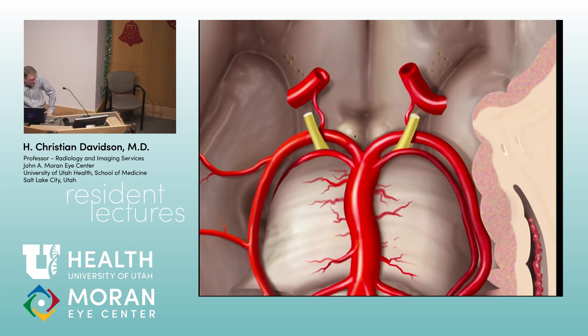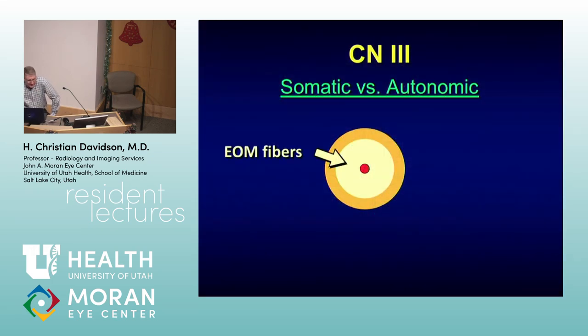Now, with regard to possible compression of that nerve from an aneurysm, we remember that the third nerve has the oculomotor components centrally. That little dot is the vessel. And then on the outside, you have the parasympathetic sphincter fibers, which is why when you have extrinsic compression, you get pupil effects.